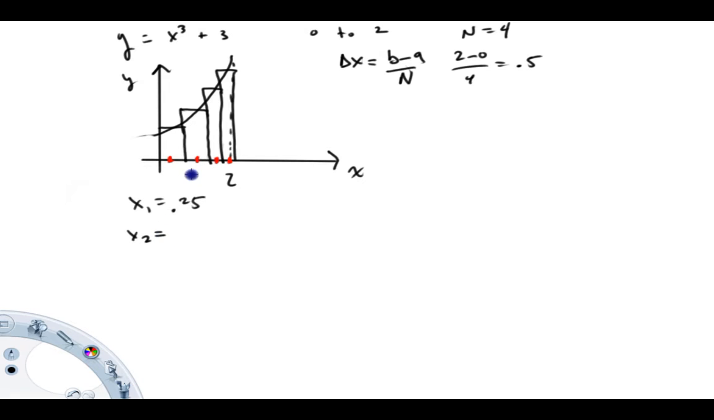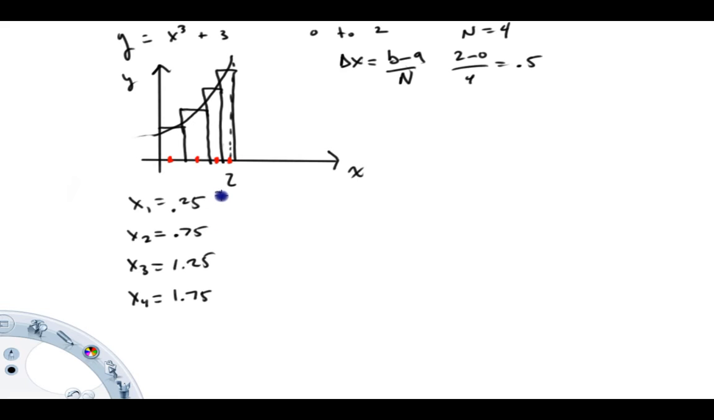The second one we're going to need is right here. From here to here is delta x, 0.5. That makes the second x value 0.75, coming from 0.25 plus 0.5. The third one we're going to need is this guy, and that's going to be this plus another 0.5, so that's going to be 1.25. And the last one is here, again at the center of the last rectangle. This is going to be 0.5, 1, 1.5 plus another 0.25, so that's going to be 1.75.